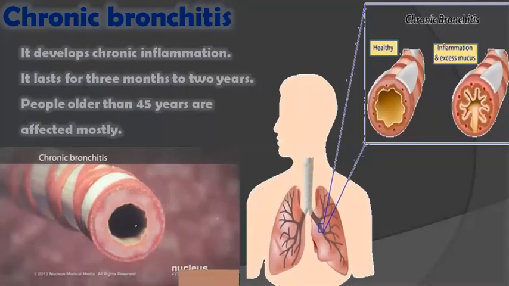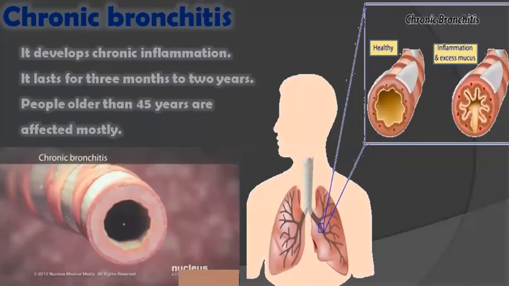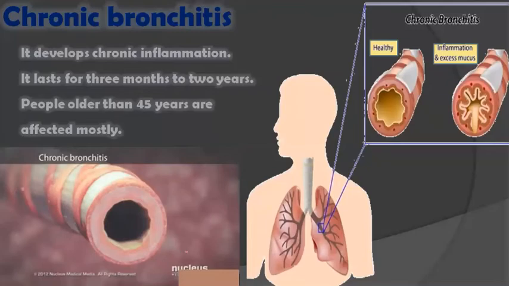And now here, look, you can see the difference. Very little air can pass in and out. You can see that in the normal one too much air is passing, but here very little air can pass through it.